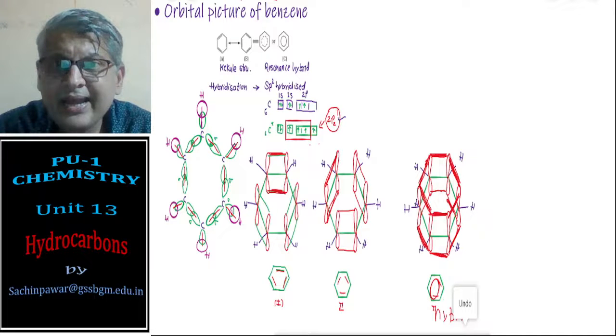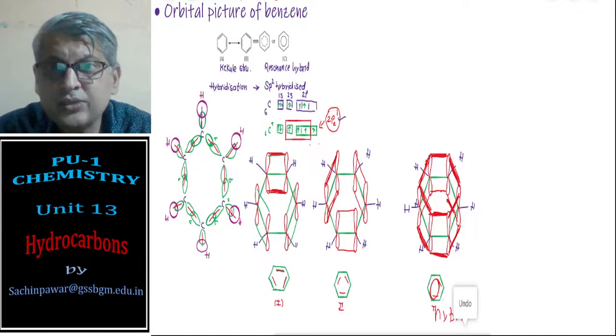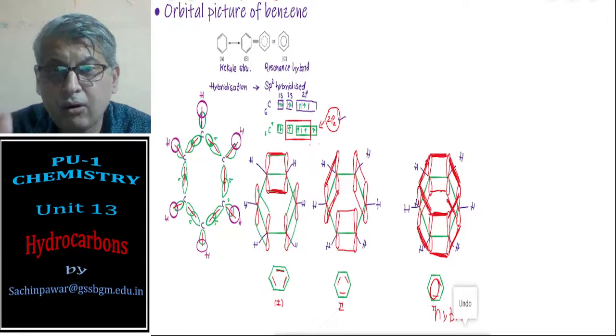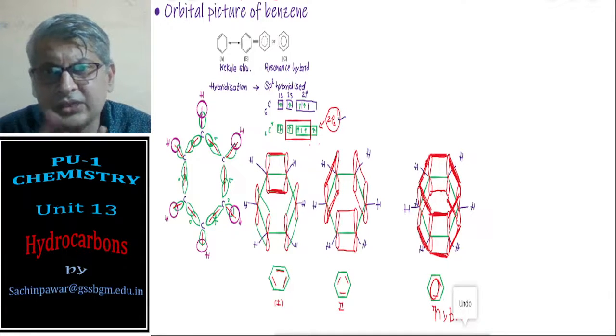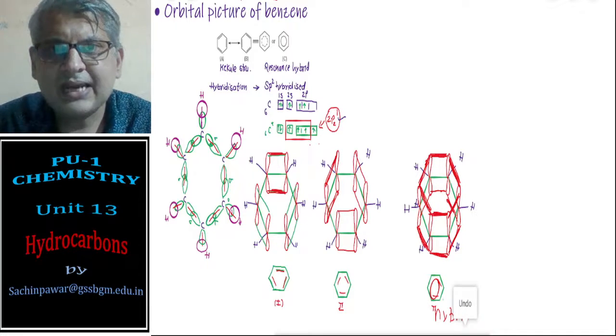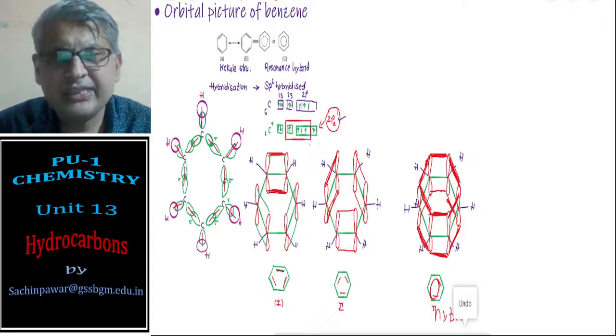And this is how we can explain the structure of benzene using orbital overlap, or what is known as the hybridization concept. That's it for today's class. This completes the structure of benzene.